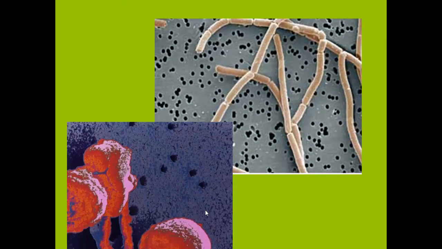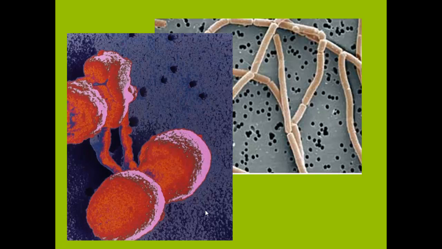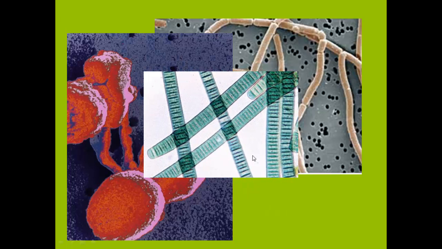Here are some examples of different shapes of bacteria. These are rod shapes. These are shapes like spheres. And this is an example of bacteria which photosynthesize. They've got structures inside them which look like chloroplasts. They're not true chloroplasts, but they kind of look like them. They certainly have chlorophyll in them.